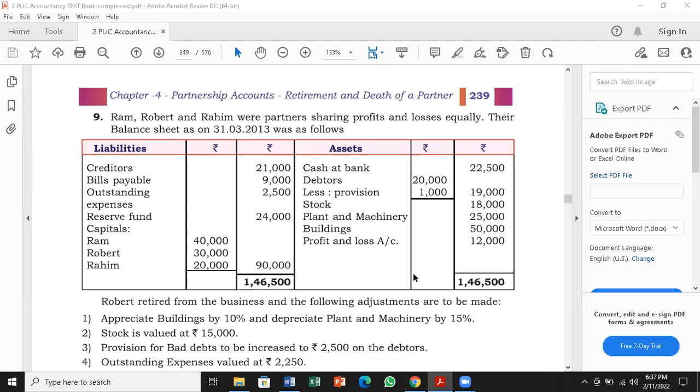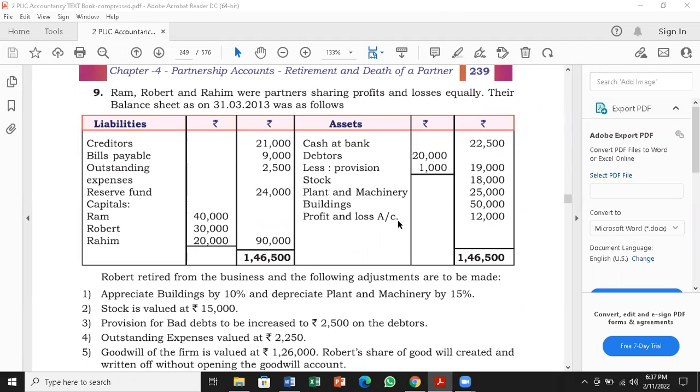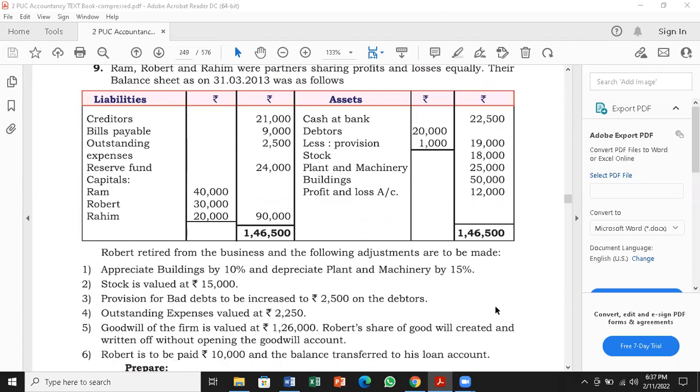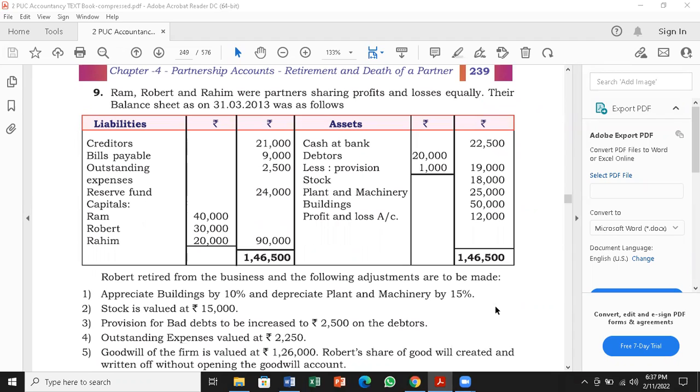So page 239 in the textbook, problem number 9. Ram, Robert and Rahim were partners sharing profits and losses equally. 3 partners are there, equal partnership. Their balance sheet as on 31/3/2013 was as follows.